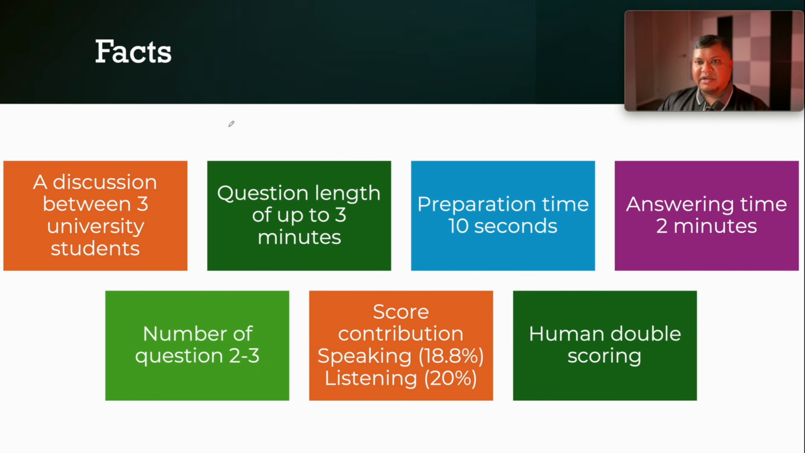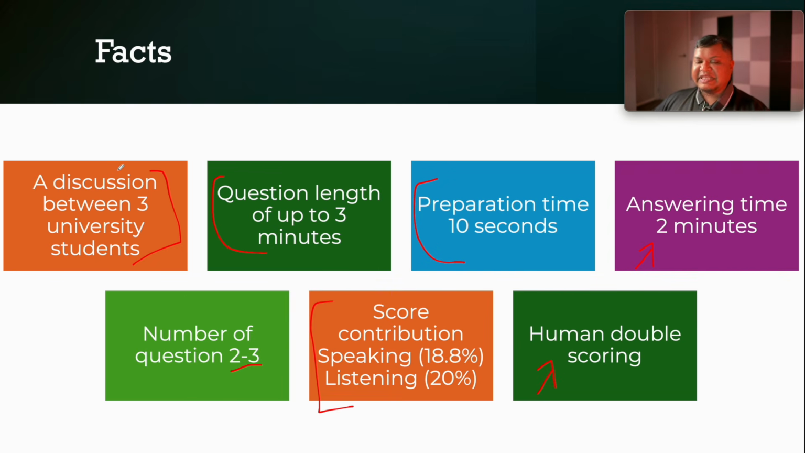Now, what we have learned so far is that this will be a discussion between 3 university students. The context of these discussions will always be university. Question lengths will be up to 3 minutes. You will have 10 seconds of preparation time and the answering time is 2 minutes. The number of questions you are going to get in the exam is 2 to 3. The score contributes to both speaking and listening, and of course a human will double check your content only.